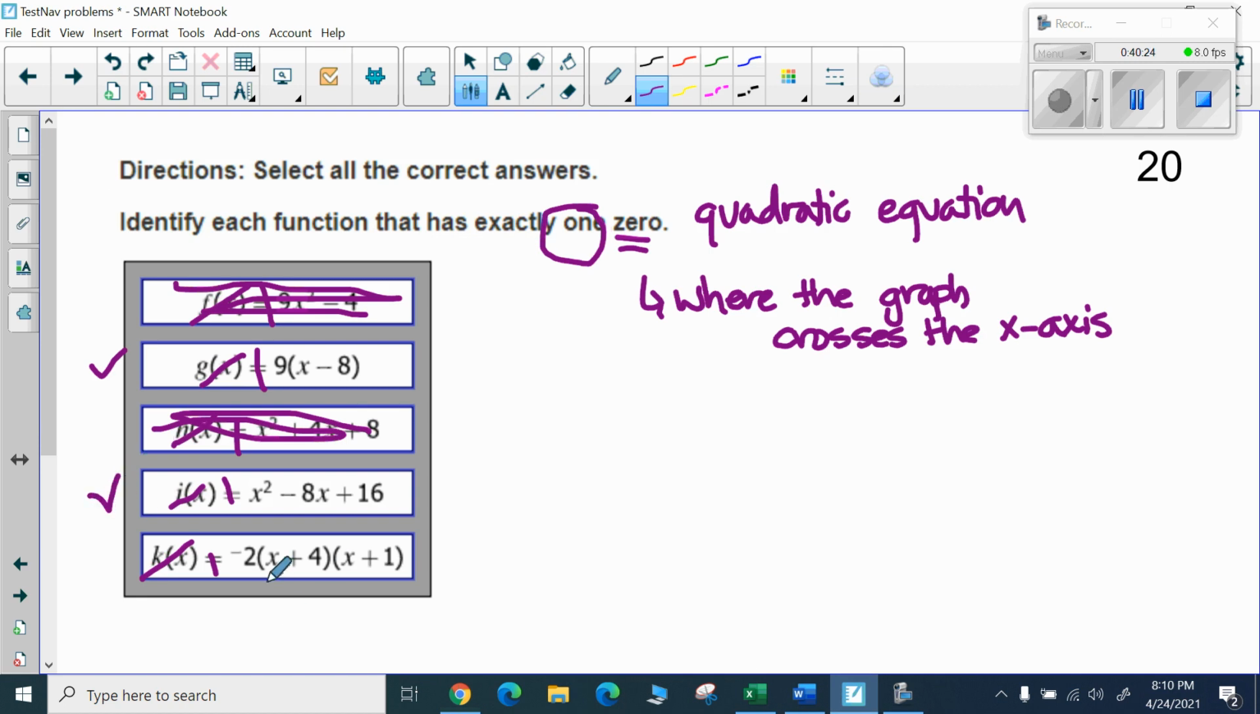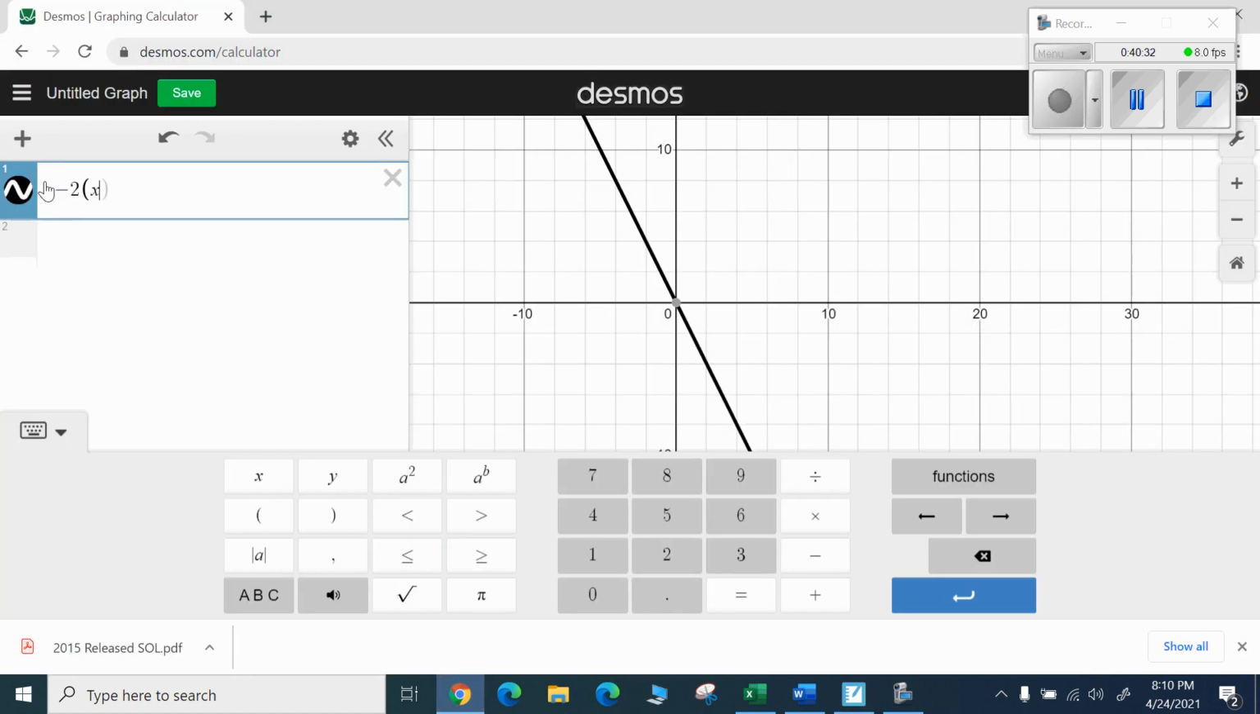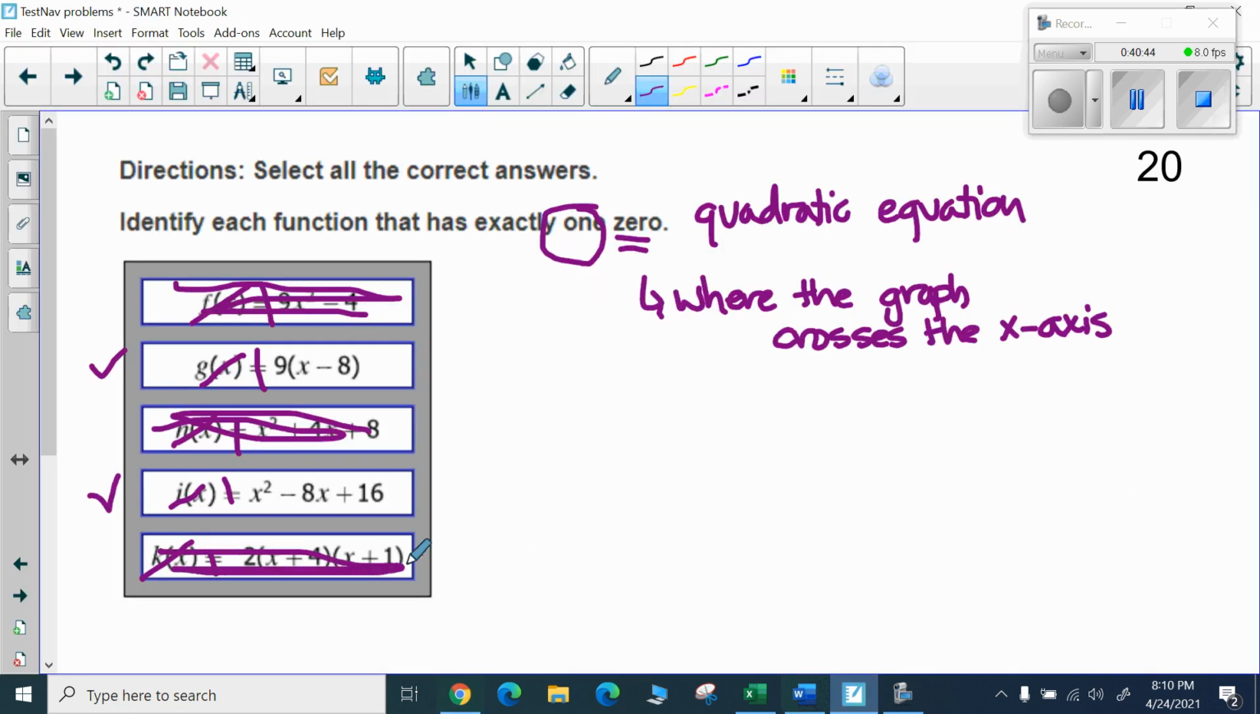And let's check the last one. Negative 2 times x plus 4 times x plus 1. There we go. No good, because we're crossing the x-axis in 2 places. And they want to know which one crosses once. So you would choose these 2 answers.